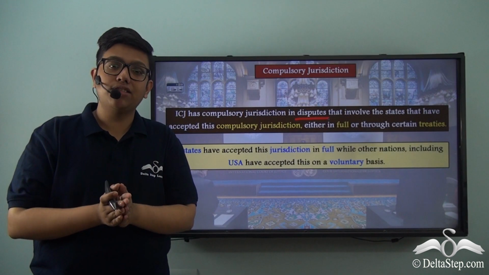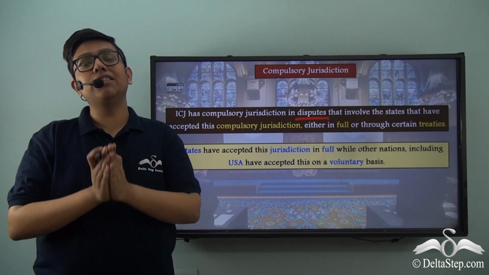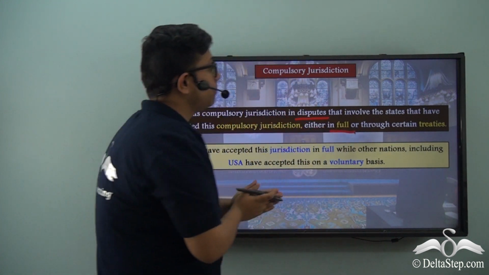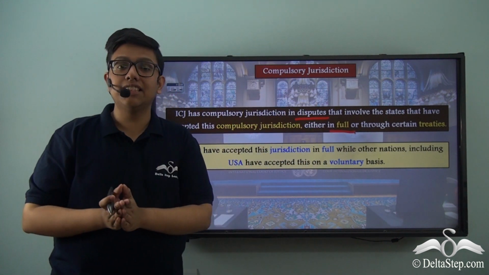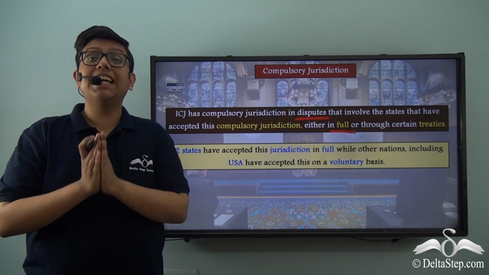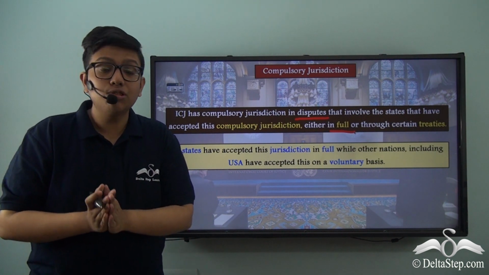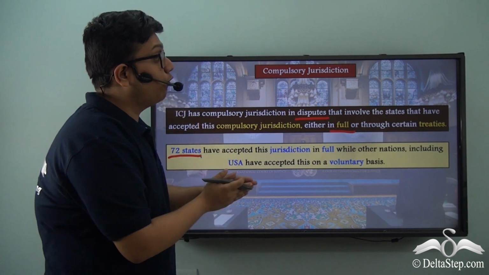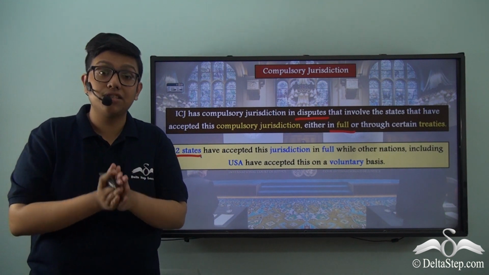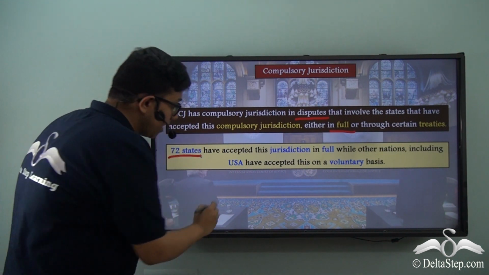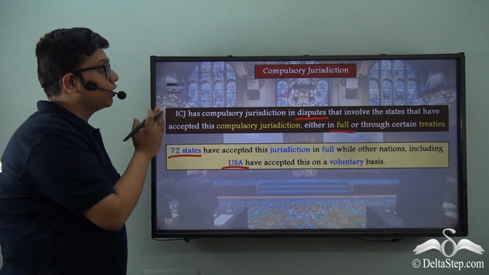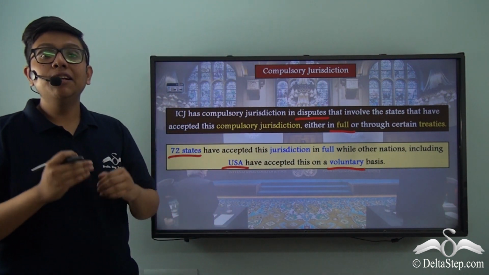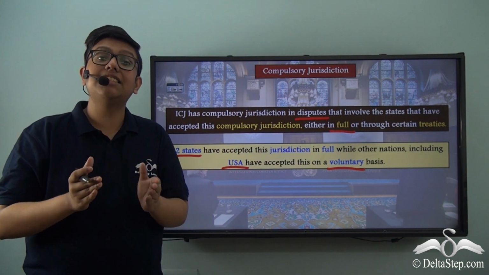Now, how does a member nation or any other state accept the compulsory jurisdiction? Well, they can do that either in full capacity, where they accept the compulsory jurisdiction on all cases which might apply to them, or they can do it in a partial capacity. Till now, about 72 states have accepted this jurisdiction in full, while other nations have done this partially, including the United States of America, who have accepted this compulsory jurisdiction in a voluntary format. And thus this can only apply to a certain kind of disputes and only in some legal matters.